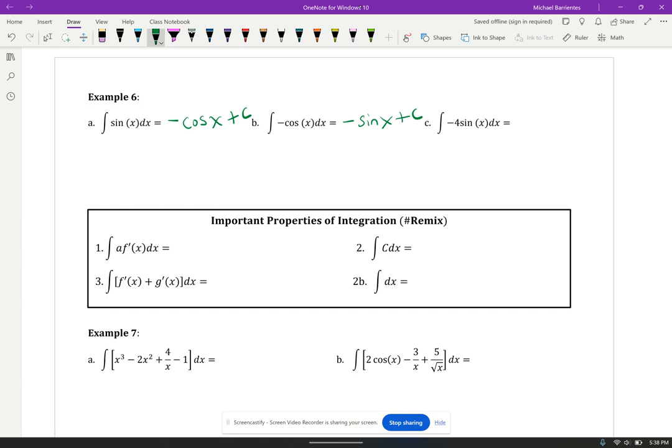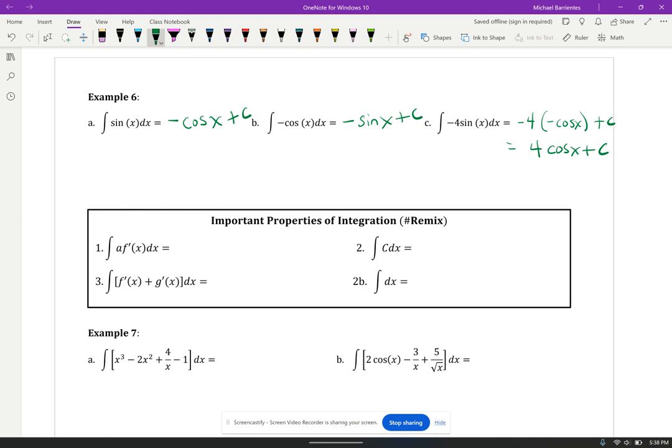And then here on letter C in example 6, we have this constant. So pull out the constant and then take the antiderivative of sine x, which is negative cosine x. So that's really just going to leave you with 4 cosine x plus c.